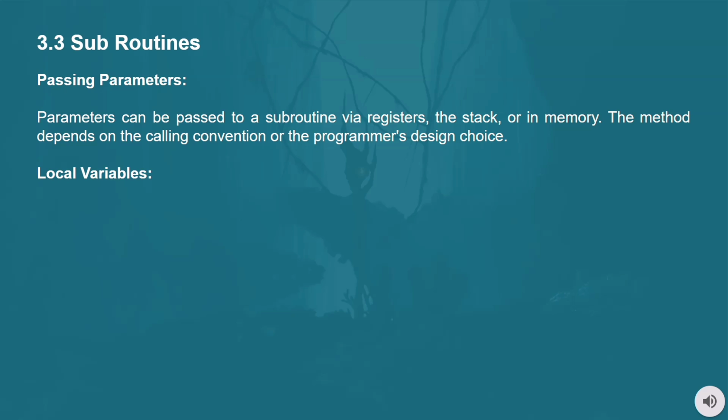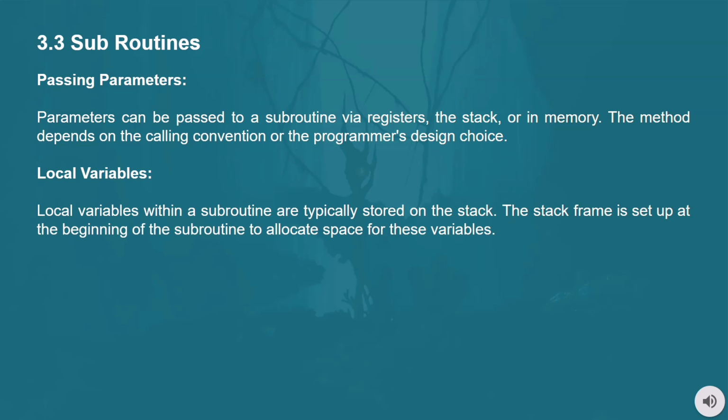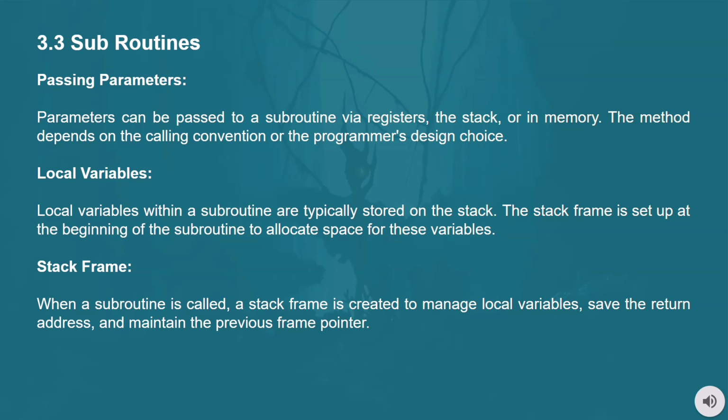Subroutines receive parameters through registers, stack, or memory, and use a stack frame to manage local variables, return addresses, and previous frame pointers, allowing for efficient and organized code execution.